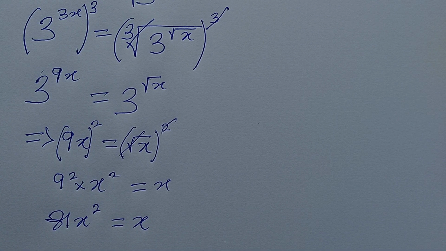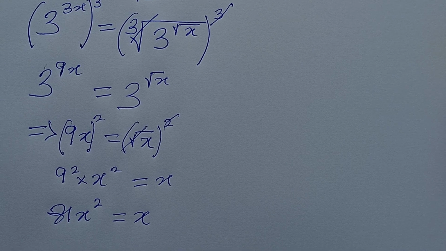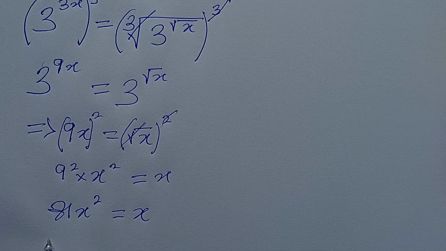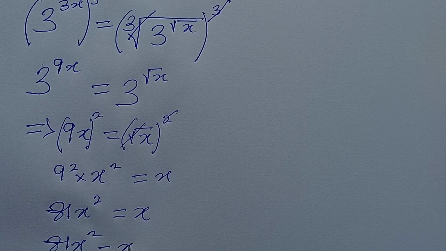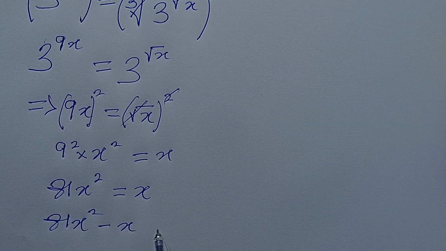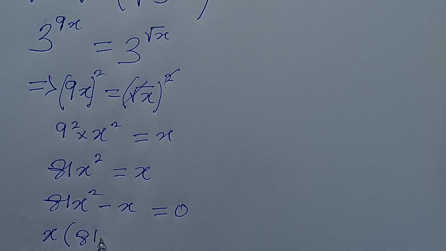We cannot cancel x from both sides of the equation. In other words, never divide through by x. So we subtract x from both sides of the equation. If we do that, we're going to have 81x to the power of 2 minus x here. Everything will now be equal to 0. So we factor x out. So we're going to have x bracket 81x minus 1 equal to 0.